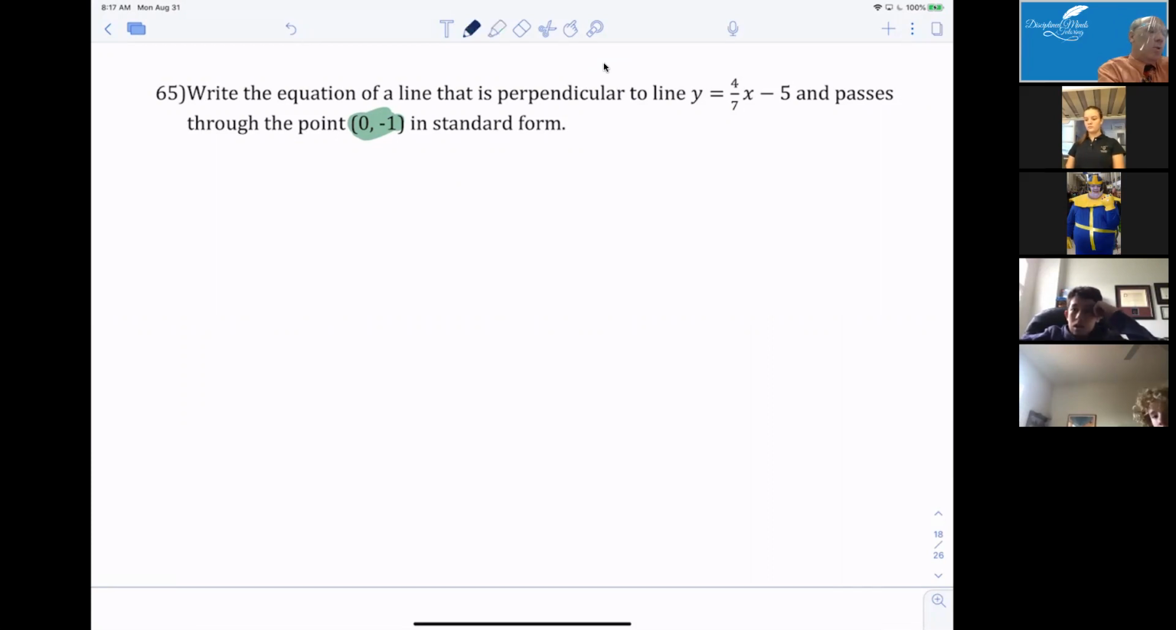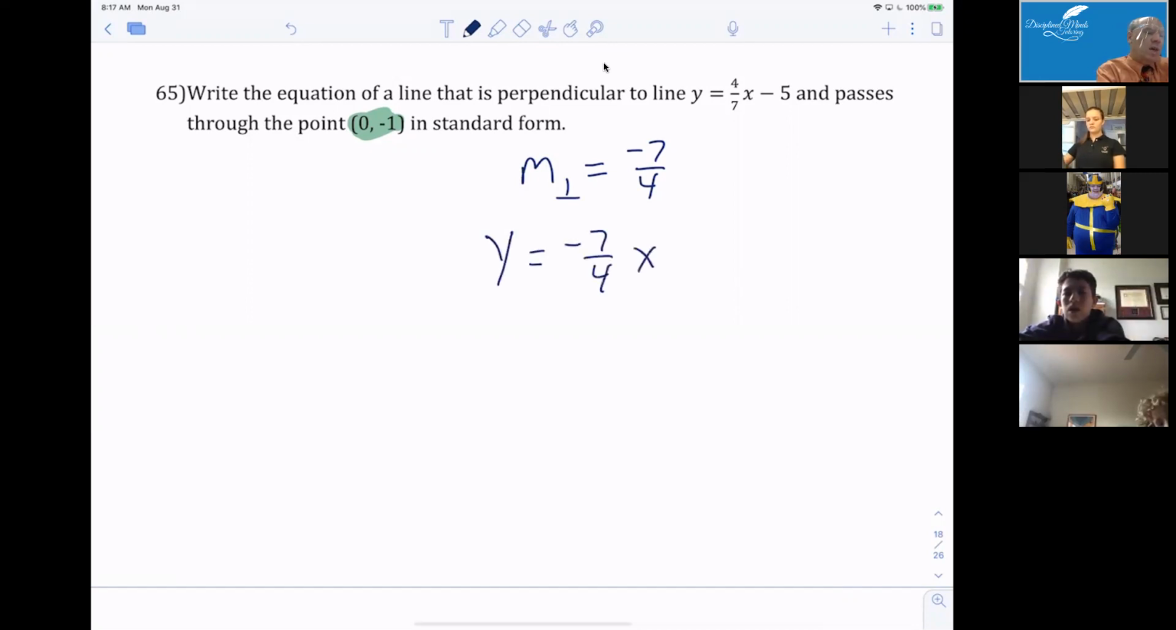So now, I want everybody to write slope of the perpendicular. What's the slope of the perpendicular? Negative 7/4. Now, it's easier because we know the y-intercept. Just go ahead and write it in slope-intercept. All right, so right now I have y equals negative 7/4 x minus 1. Anybody have any issues with that?